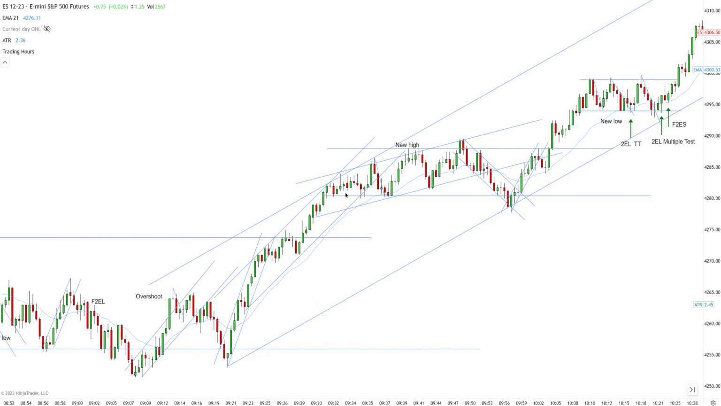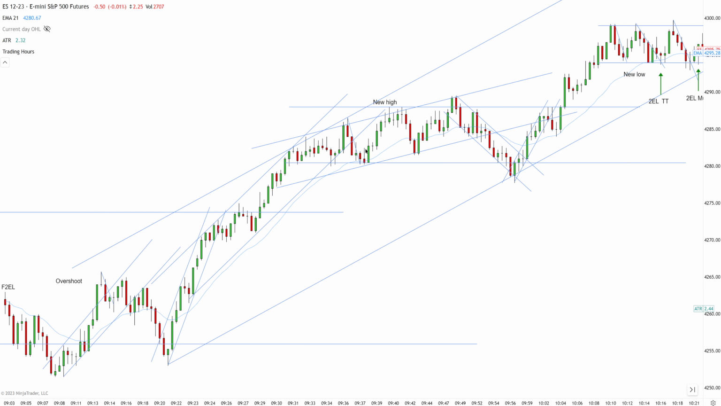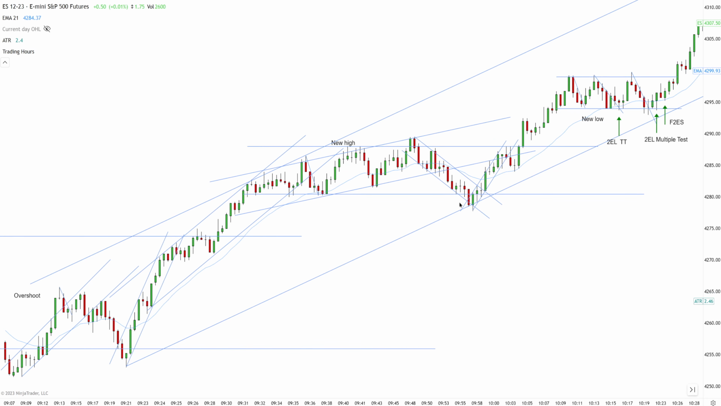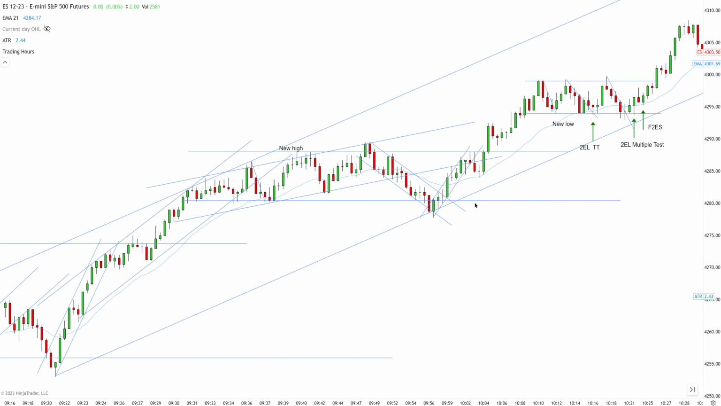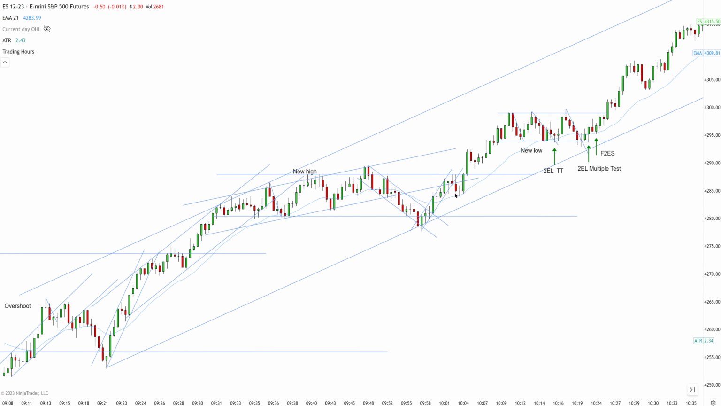Now you have a triple test here, where you're looking for a second entry long, which never came, and even here when the support is holding, you have pushed above EMA. I was thinking about first entry long, second entry long, that never formed, only a doji first entry long. So there's no real easy way for us to go long here, but from this point, the uptrend started.